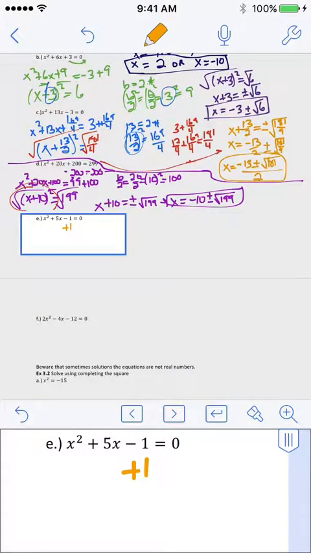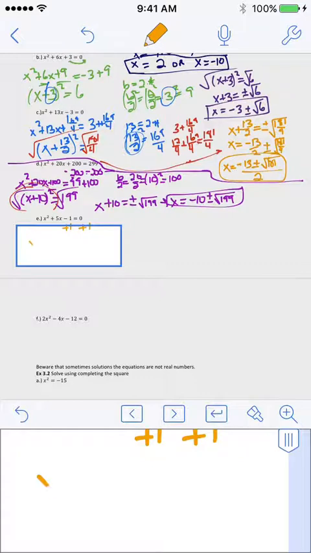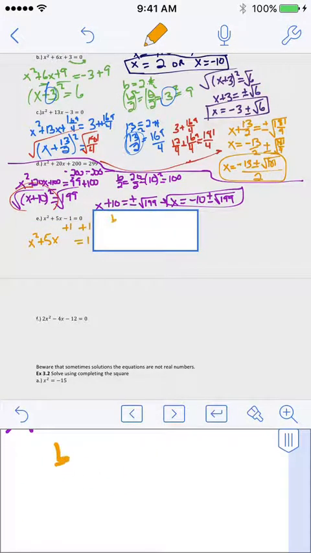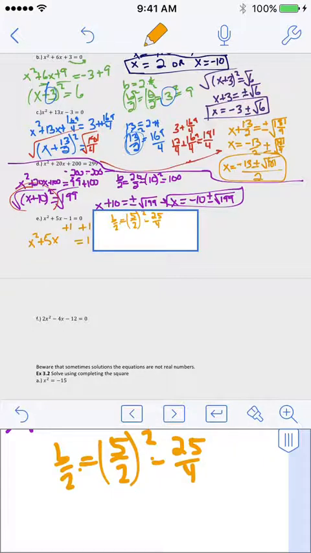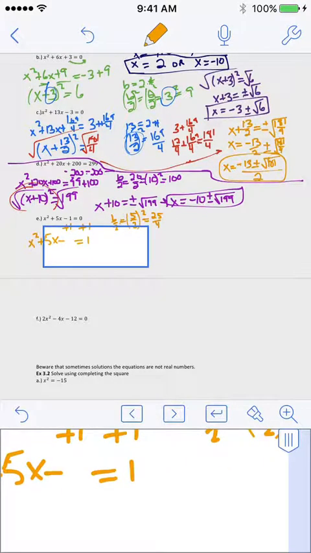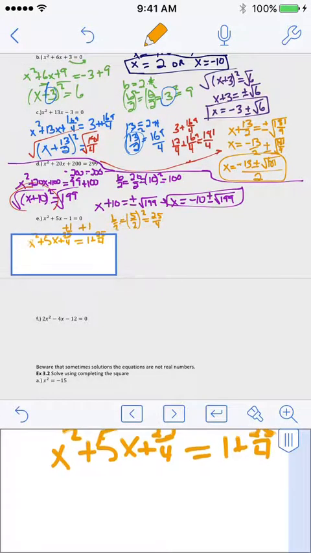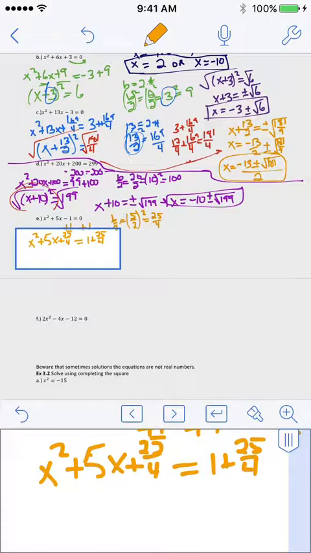I can move the c out of the way, get x squared plus 5x is equal to 1. It's going to be another fraction one. b over 2 is equal to 5 over 2, right? Then I square that. Get 25 over 4 ends up going into the slots. Plus 25 over 4 to both sides. And I've kind of rewritten my equation now.